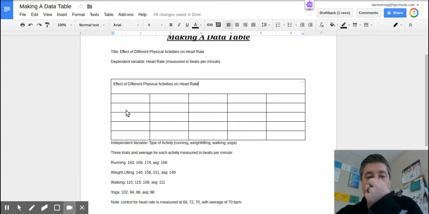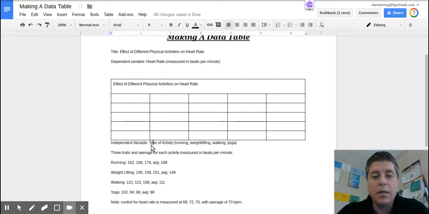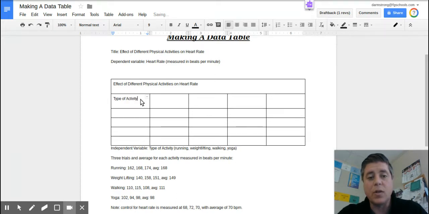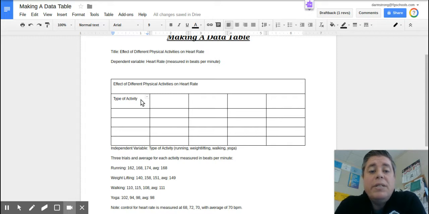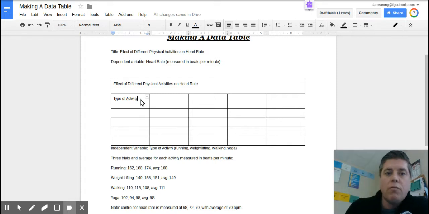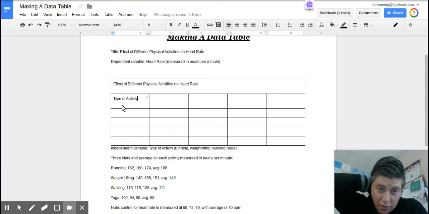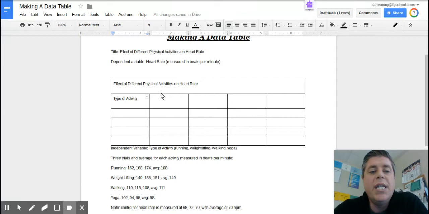Then I had my variables. So this is another area where people struggle. Your independent variable, which is the type of activity, always goes in the first column, all right? And your responding or dependent variables will always go to the right. Okay, but the first column is always designated for your independent variable. In this particular experiment, it's the type of activity.